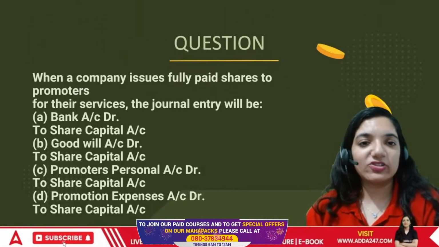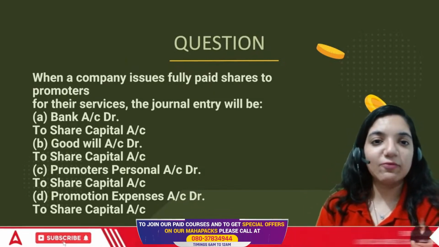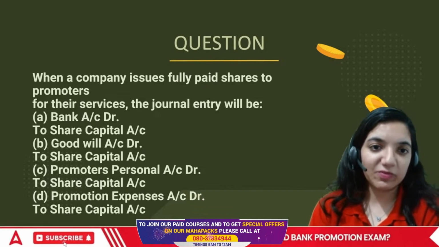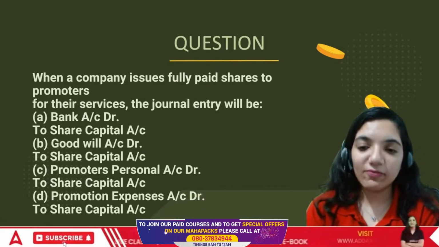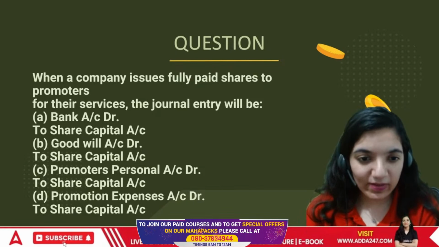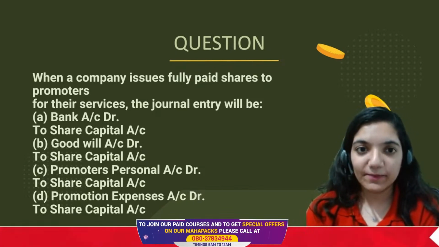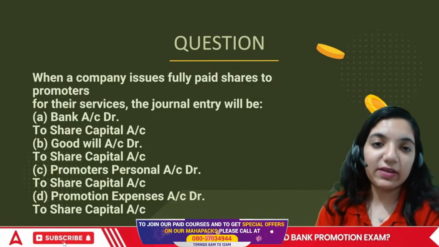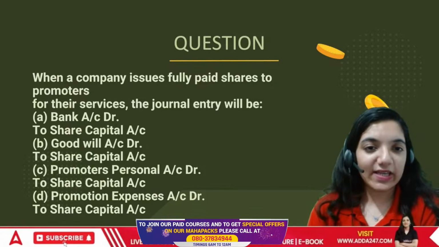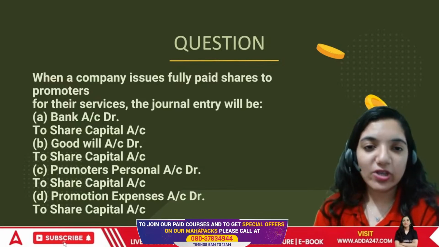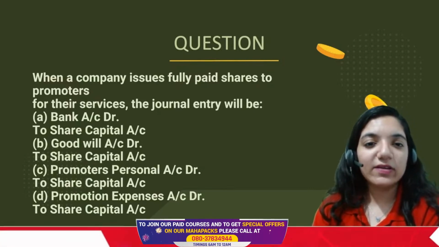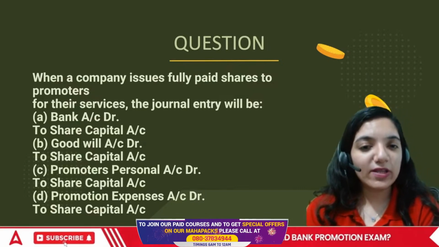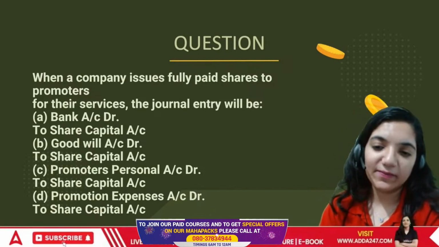Here comes the next journal entry, everyone. This question says that when a company issues fully paid shares to the promoters, promoters are the people who give birth to the company. They are the ones who gave rise to the company. So for their services, the options are: bank to share capital, goodwill to share capital, promoter personal account to share capital, and promoter expenses to share capital.